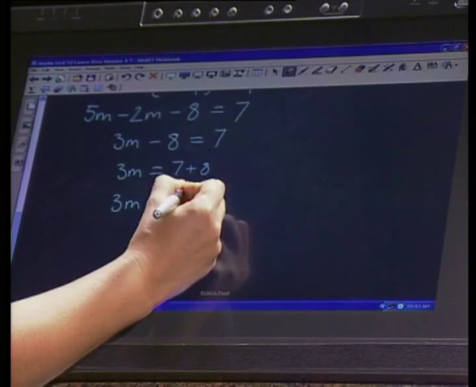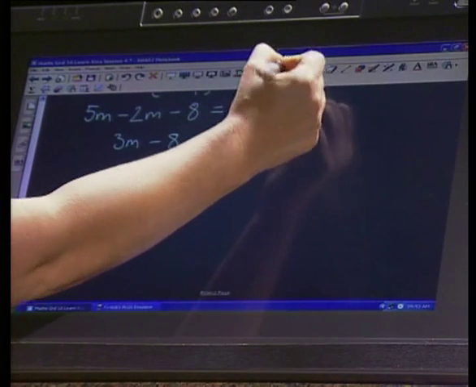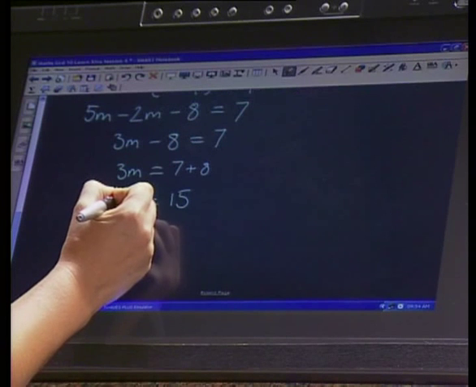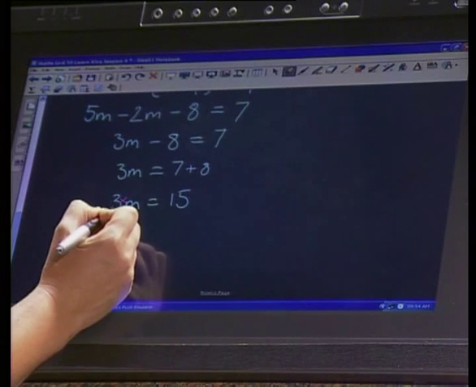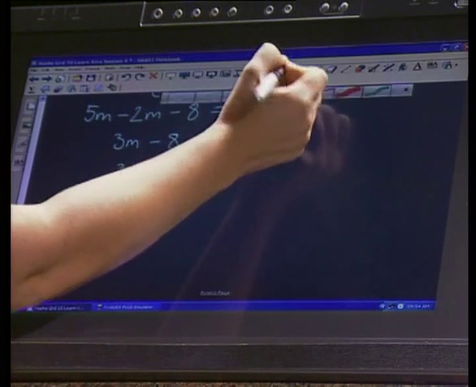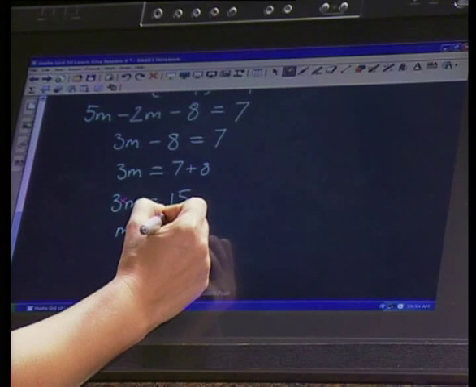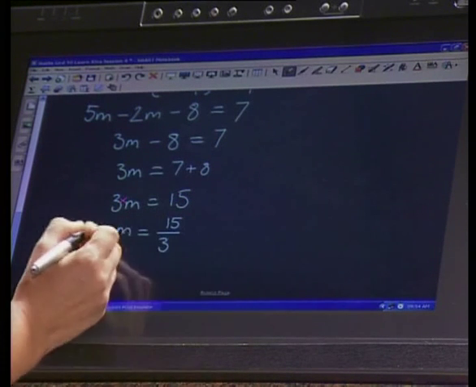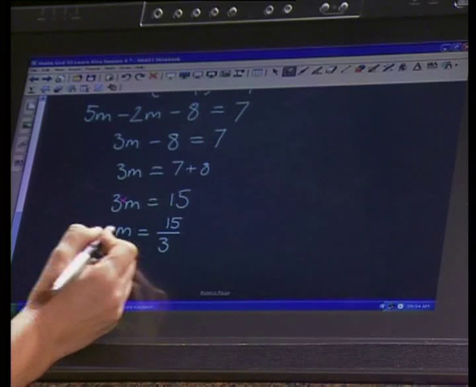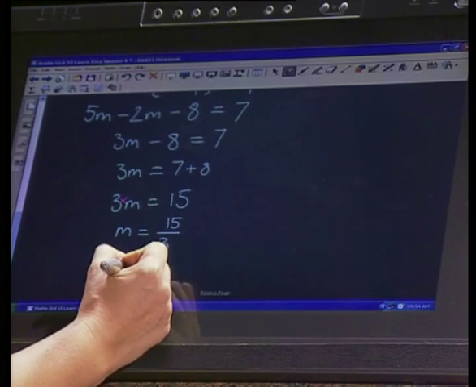And the next step is to get rid of the 3 in front of the m. What is the 3 doing to the m? 3 is multiplying the m. So the way we get rid of the 3 is to divide both sides by 3. You don't write that we've divided both sides by 3. You just need to write that 15 is divided by 3, and that 3 will have disappeared. Now 15 divided by 3 gives us 5.